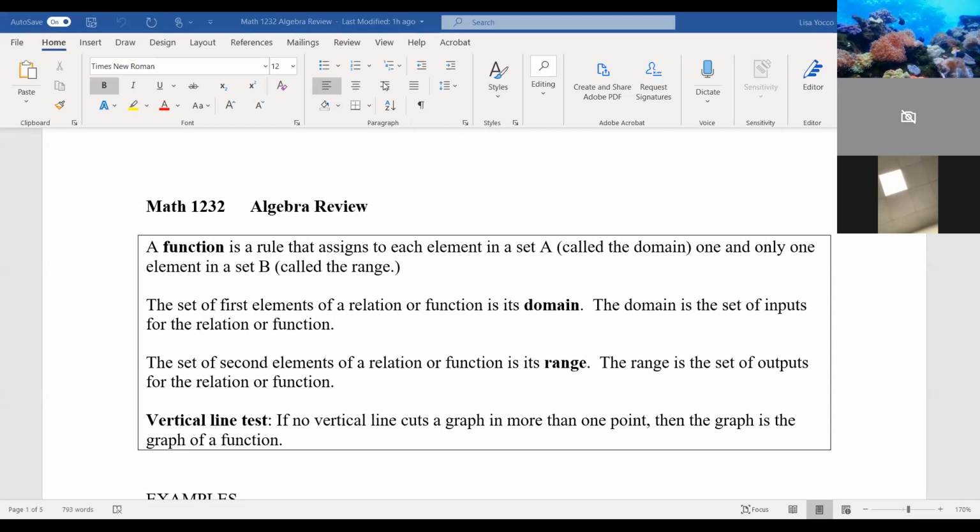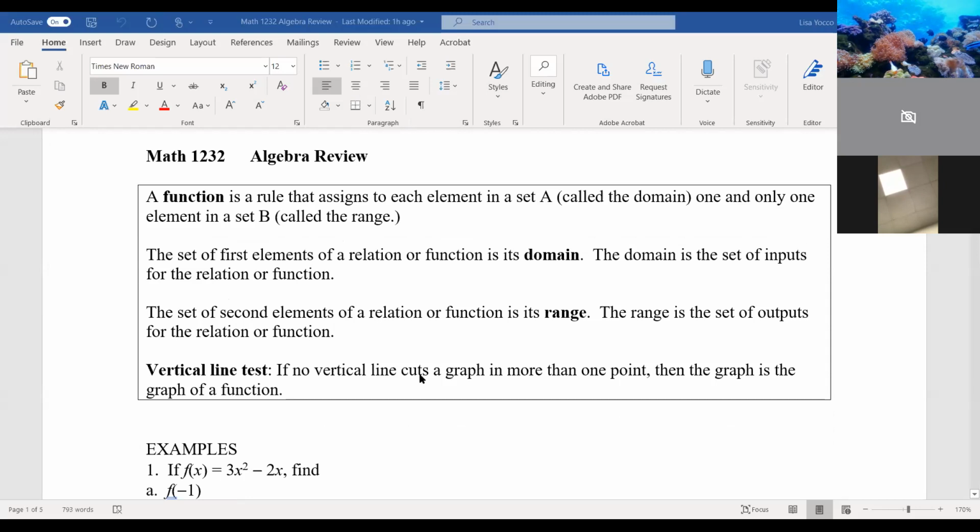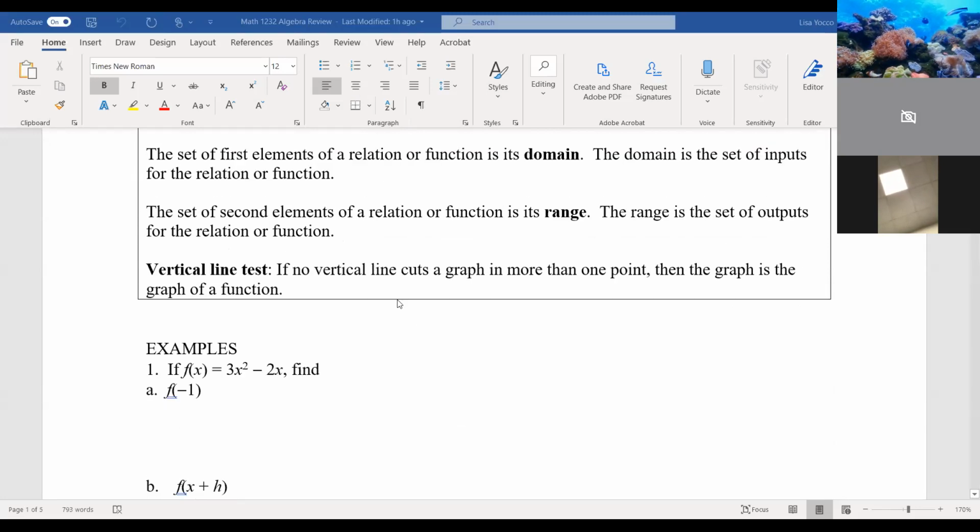Hopefully you remember the vertical line test, which says if no vertical line crosses a graph in more than one point, then that graph is a function. All right.